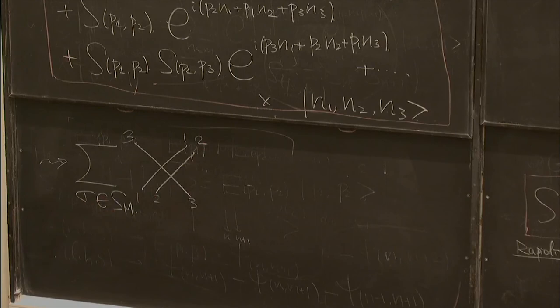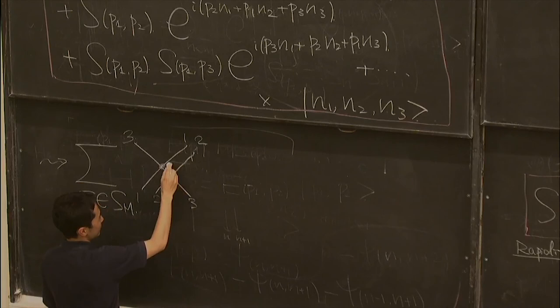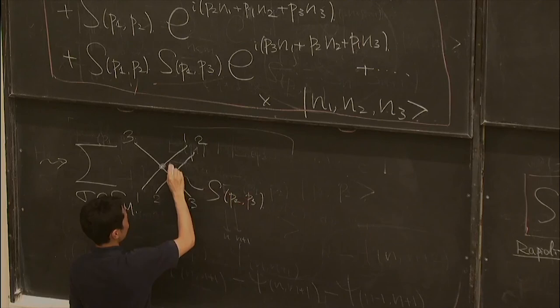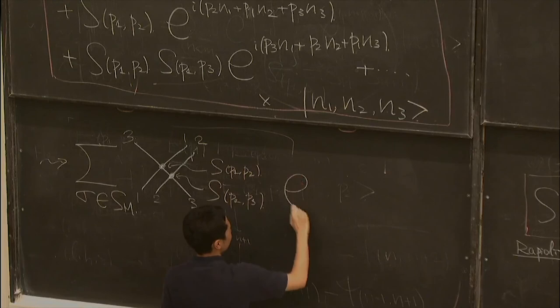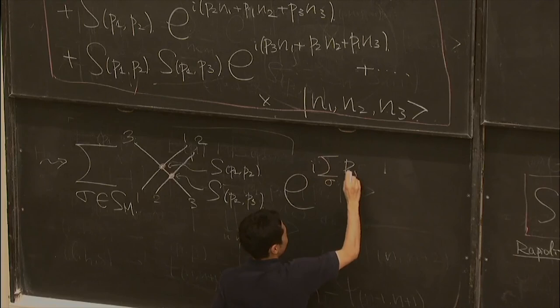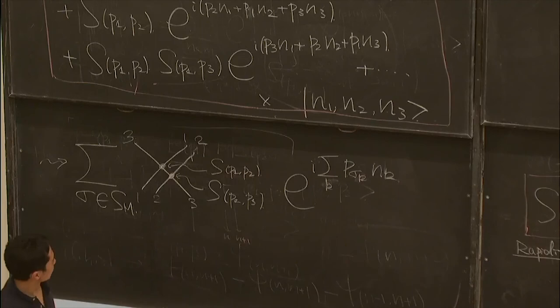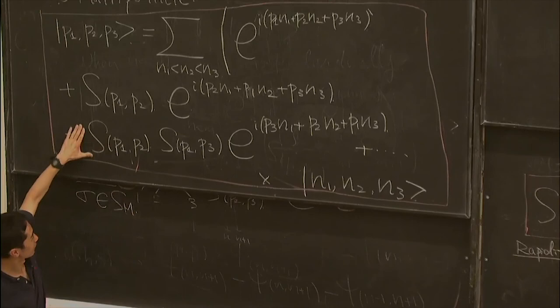And if you draw this kind of line, then you see, for example, in this case, there are two crosses. The rule of the game is to multiply the S matrix for each cross, and then multiply the wave function, which is given by a permutation of momenta, k and k. So the term that I wrote here is precisely the term that I wrote in the last line of this blackboard.